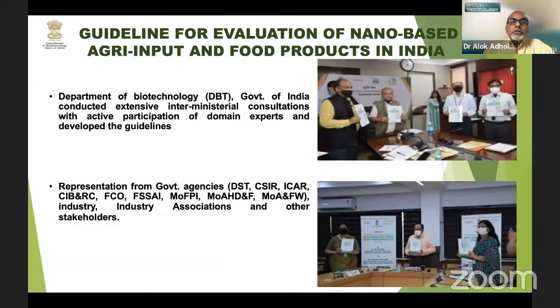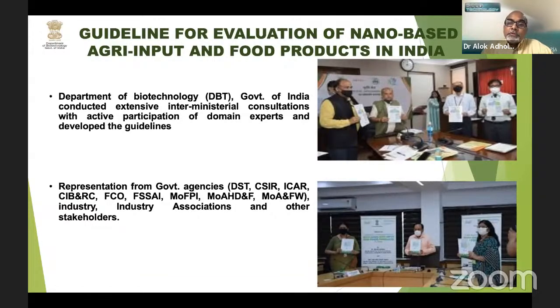Now, the good thing is that these policy guidelines were accepted by the Ministry of Agriculture and the Ministry of Science and Technology, and two ministers simultaneously, during COVID time, released these guidelines to the regulators and the country. And of course, these guidelines are available online for view. Many different stakeholders were involved in this process.